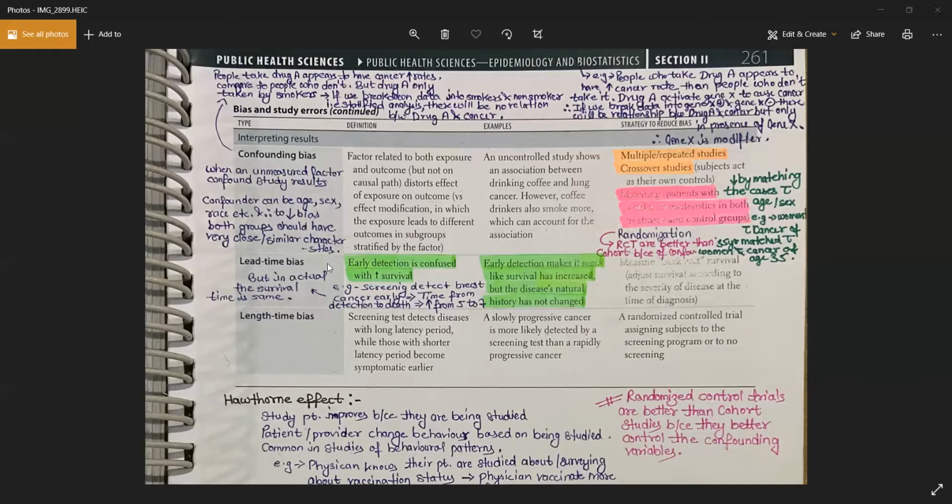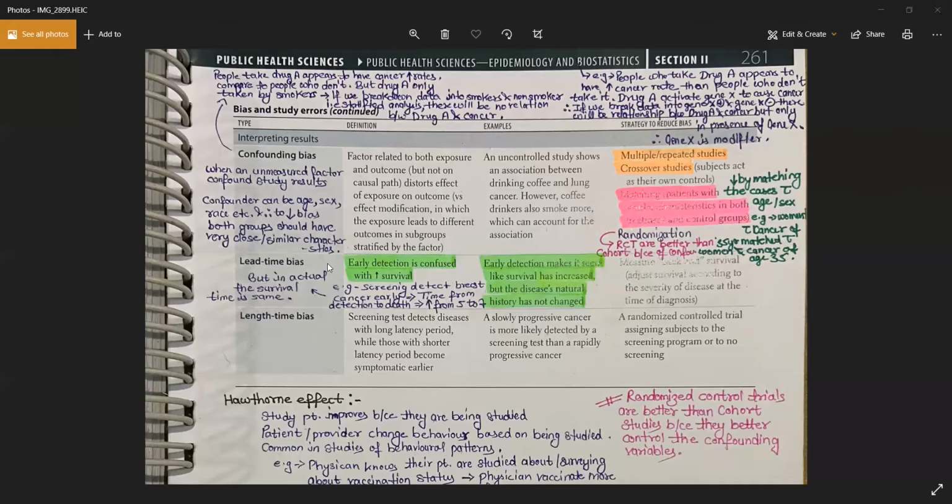Yes. Okay, so the test makes it look like all those individuals who were diagnosed by this test have a very long survival compared to those individuals who were not diagnosed with the test, right? So it makes it look like the test is actually very beneficial, or that the test is actually increasing the survival rate of the patient. But in actuality, it is not true.